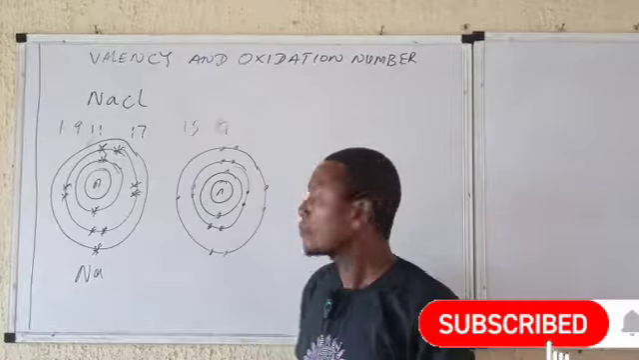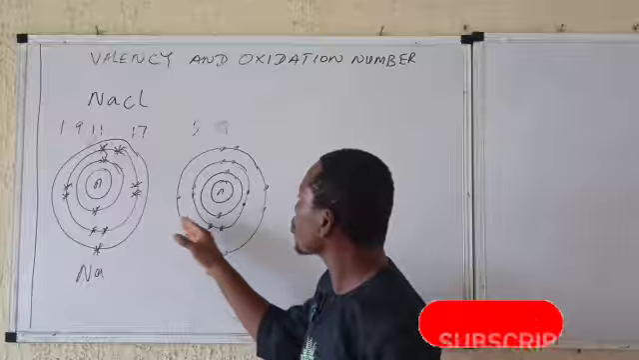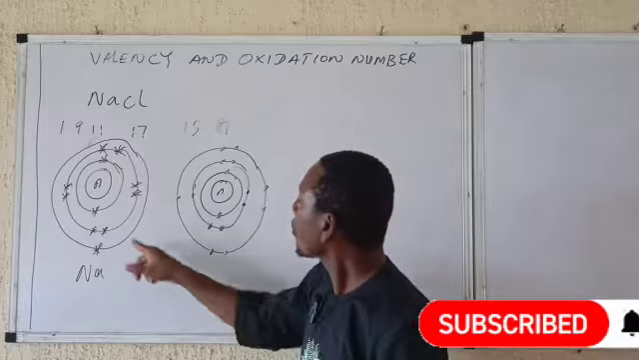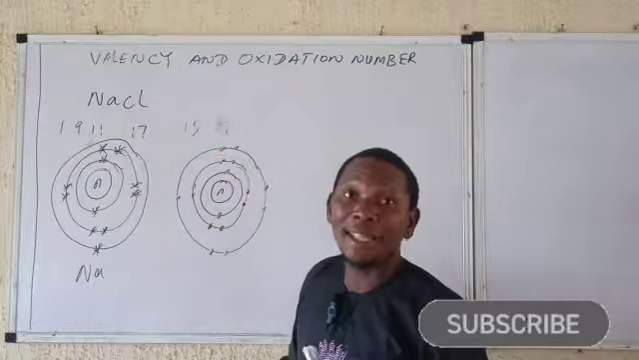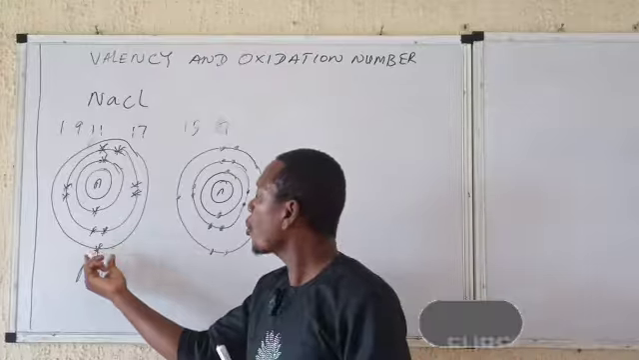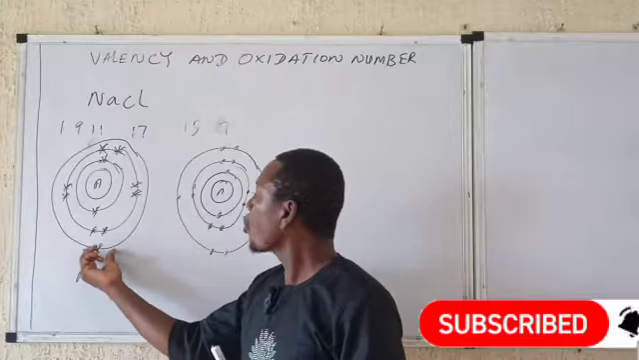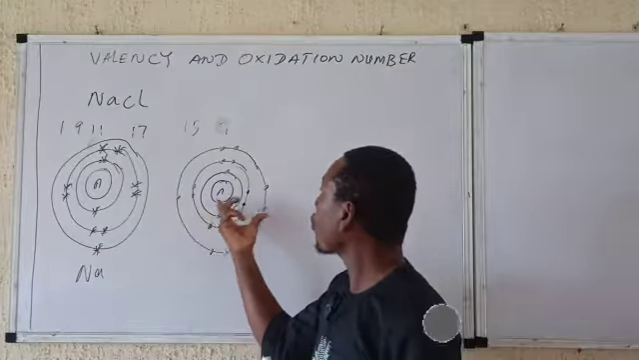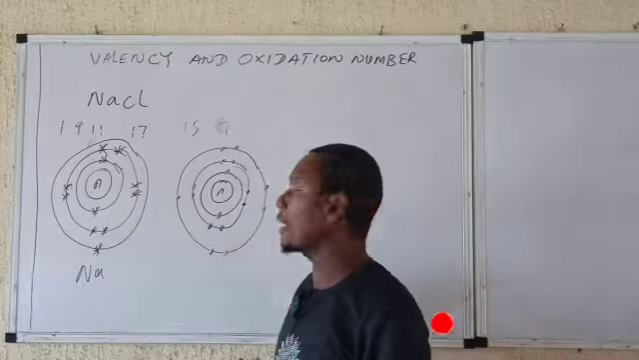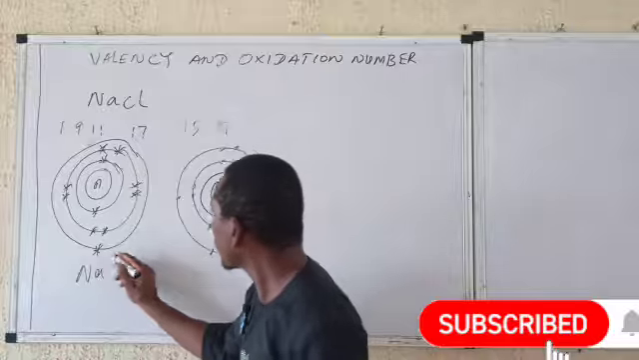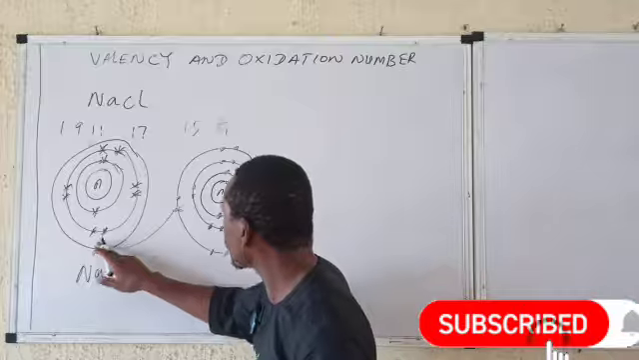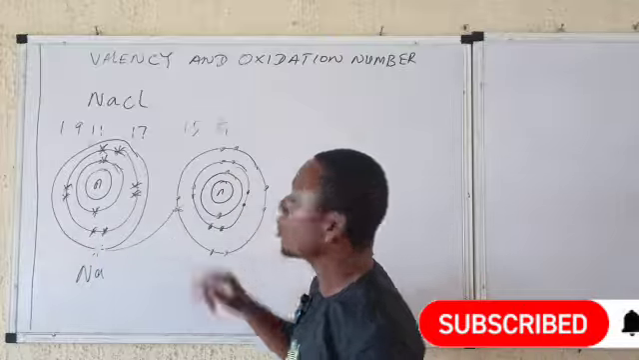So you realize that for these 2 atoms to combine with each other, the third shell can take a maximum of 8 electrons. So it's easier for sodium to give out 1 electron than for chlorine to give out 7 electrons. In this case, sodium will lose 1 electron. So this will now come here, and this is now the electron that is here.